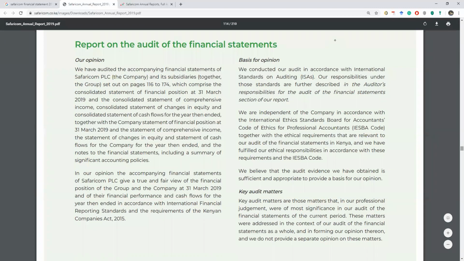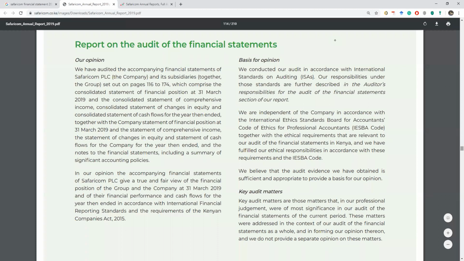In that slide we refer to it as the standard. In our opinion, the accompanying financial statements give a true and fair view. Look here, there was no emphasis of matter. In this context, there was no emphasis being made by the auditor to the shareholders. They are saying the accounts present a true and fair view. That we call the standard audit opinion.